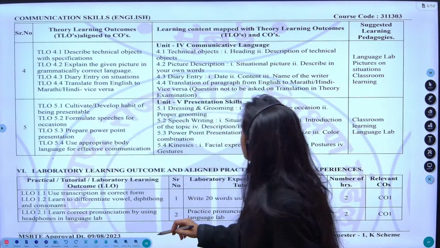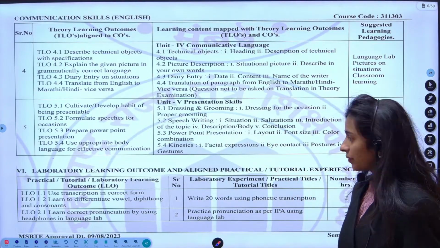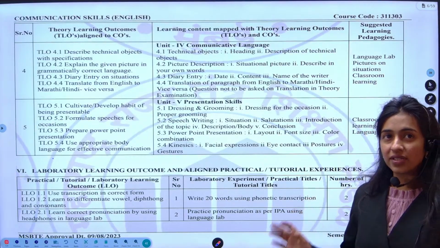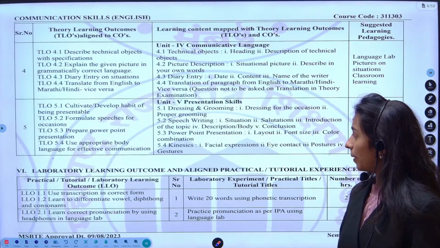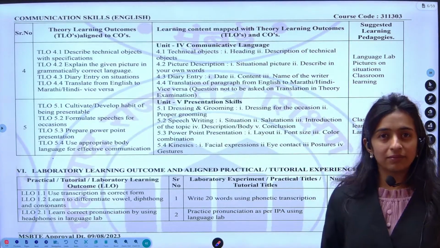We will start with the paper in the next class. So that's about it. This is your syllabus, and we are going to start with the paper, and I'll make sure that you get good marks in your first semester.